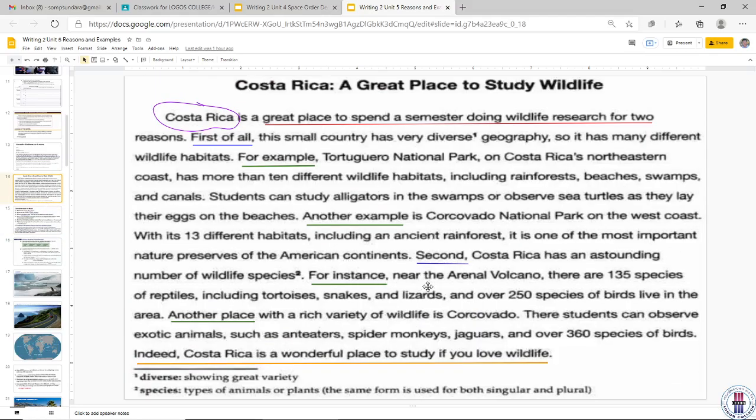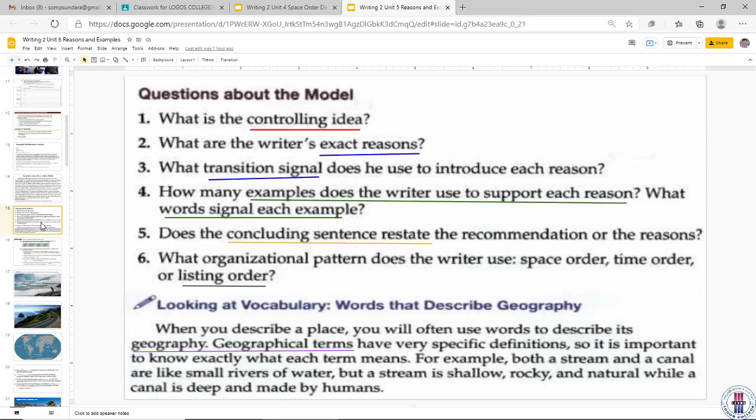For instance, near the Arenal volcano, there are 135 species of reptiles. Right? Another place. So in another place, these 2 sentences support his second reason. And then his final sentence, his concluding sentence: indeed, Costa Rica is a wonderful place to study if you love wildlife.